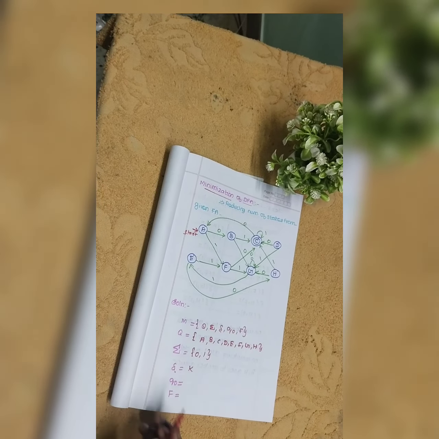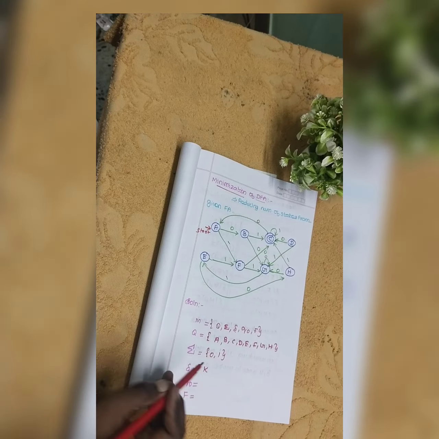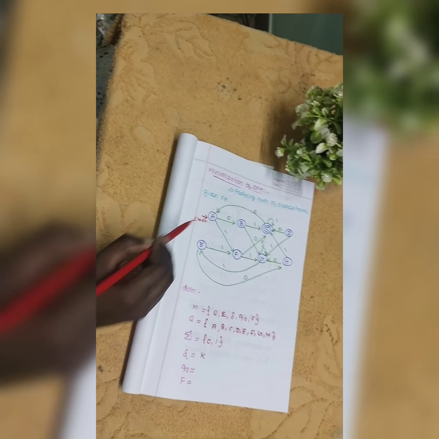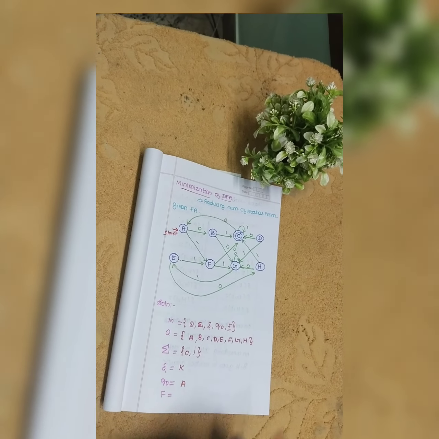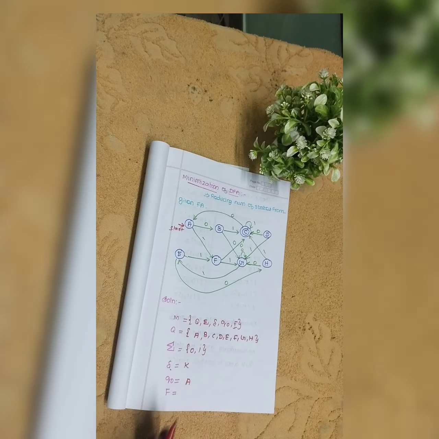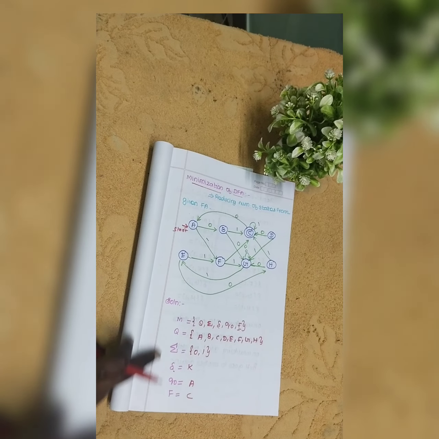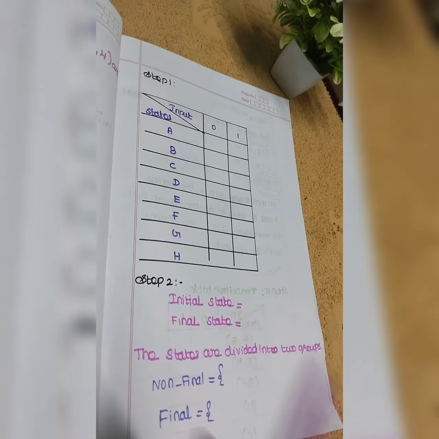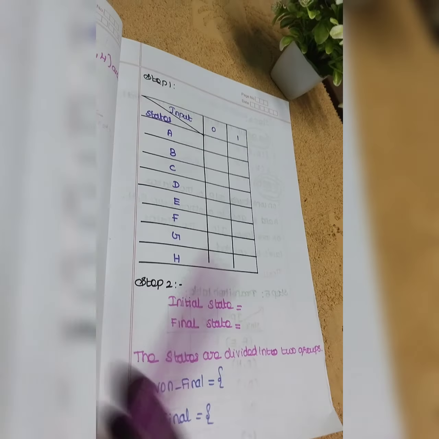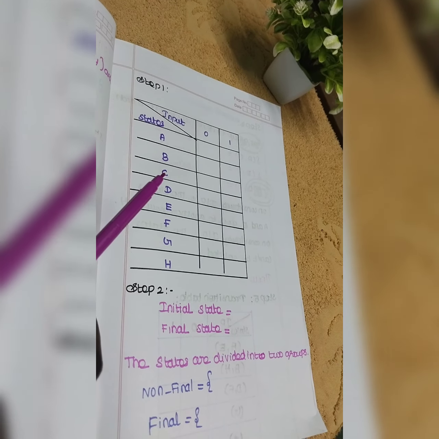Okay. Next is q naught. Q naught is nothing but the initial state. What is your initial state? The initial state is A. And F is nothing but the final state. What is your final state? C is the final state. So first you have to write what the machine is. Then step 1, you have to write the transition function for the given DFA.